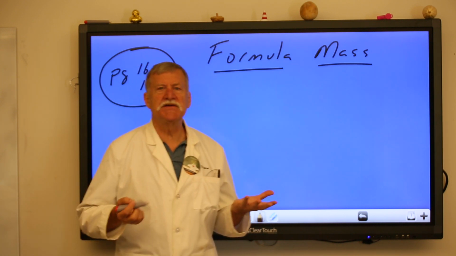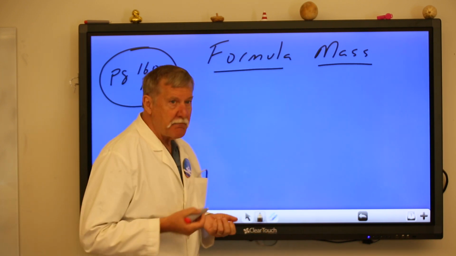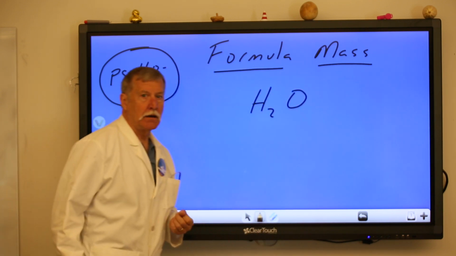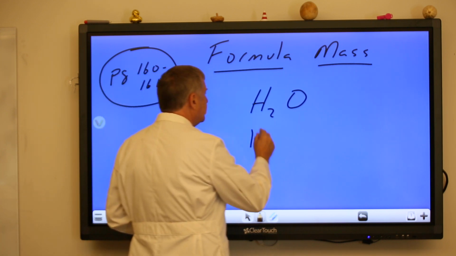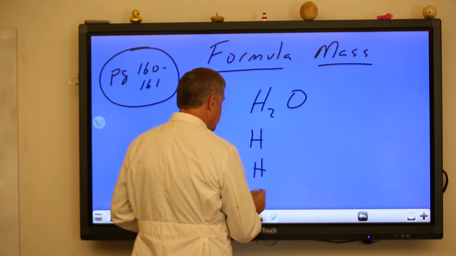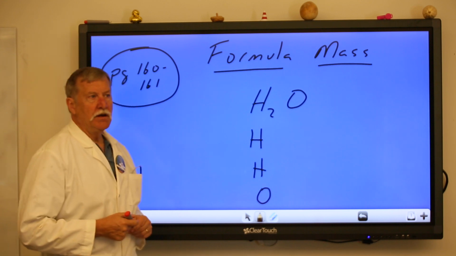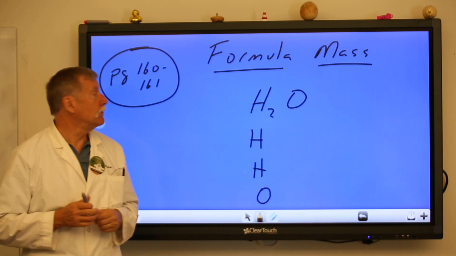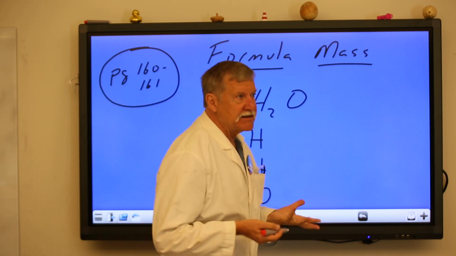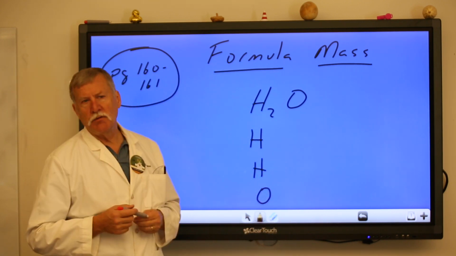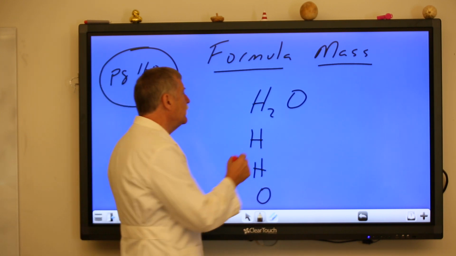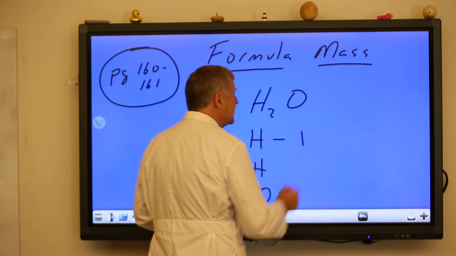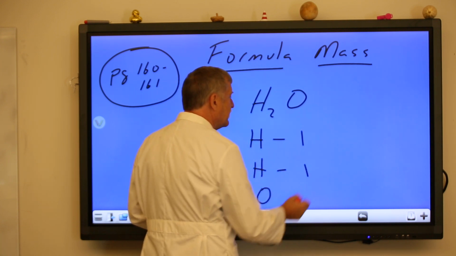But formula mass is simply a matter of counting atoms and their mass. If we take something like H2O, water, we realize that we have 2 hydrogens and 1 oxygen. If we look on the periodic table at the mass of hydrogen, it'll tell you 1 point something, but it's really just 1. So the single hydrogen atom has a mass of 1.